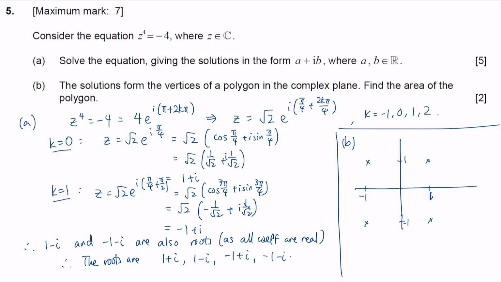So that means that this polygon is actually a square, and so the area is very easily found by taking the 2 sides multiplied by each other. Each side has length 2 because this is length 1 each. This is 2 as well. So the area is 2 times 2, which is 4 units square.